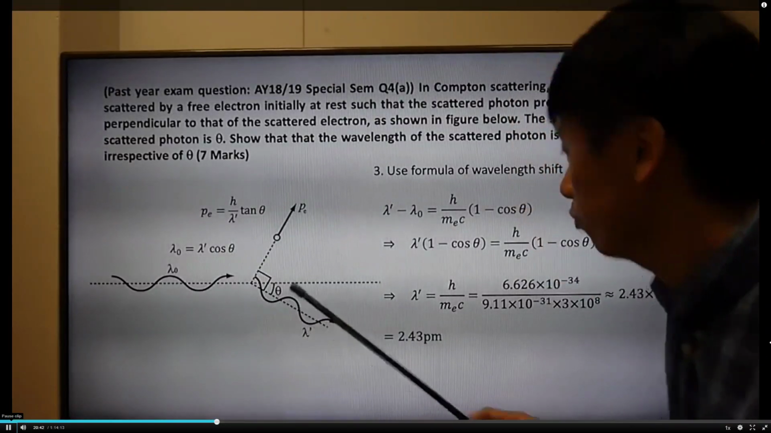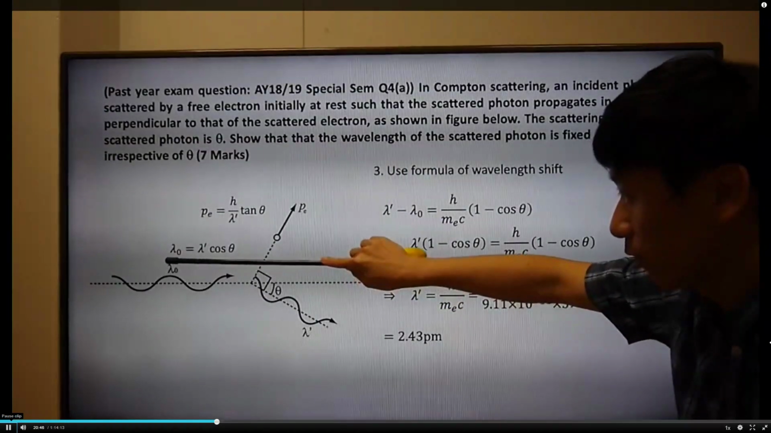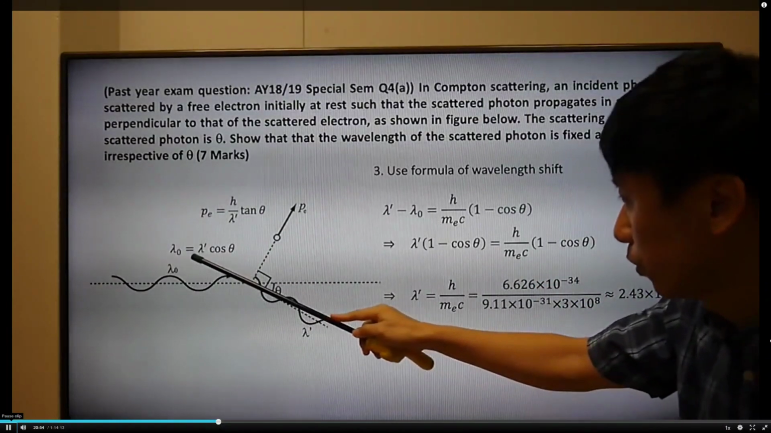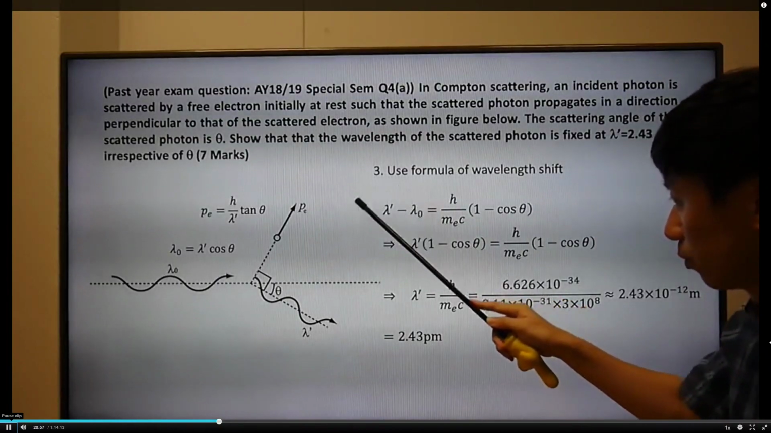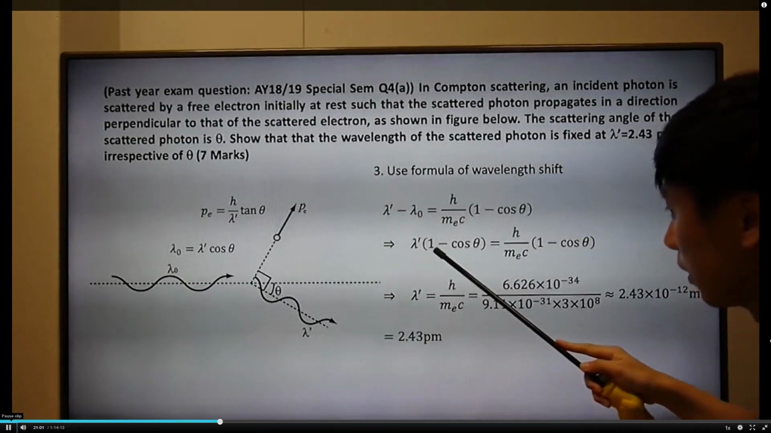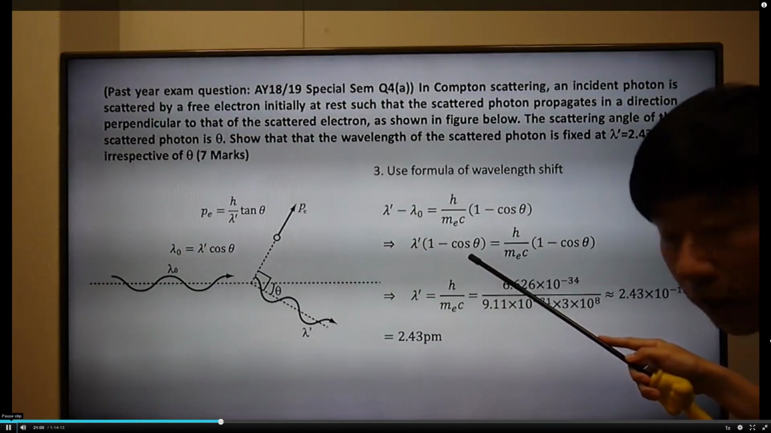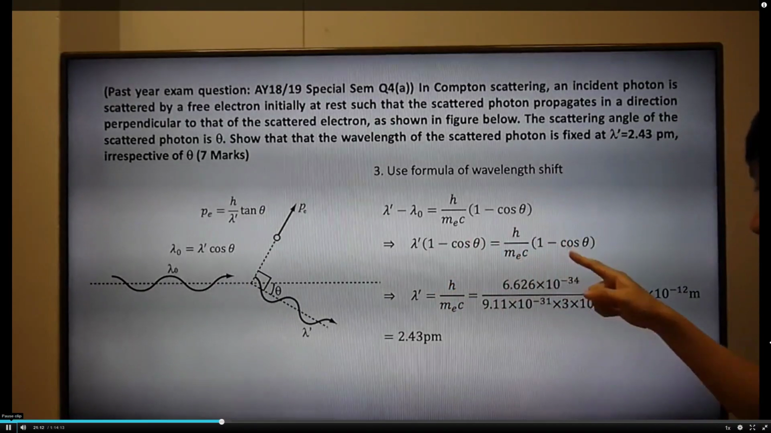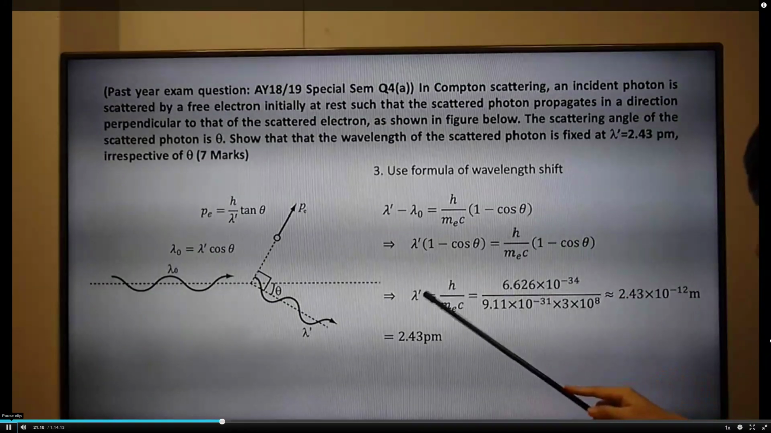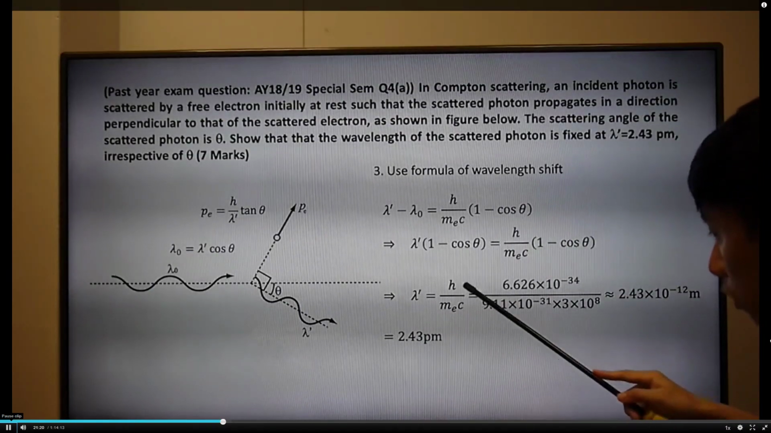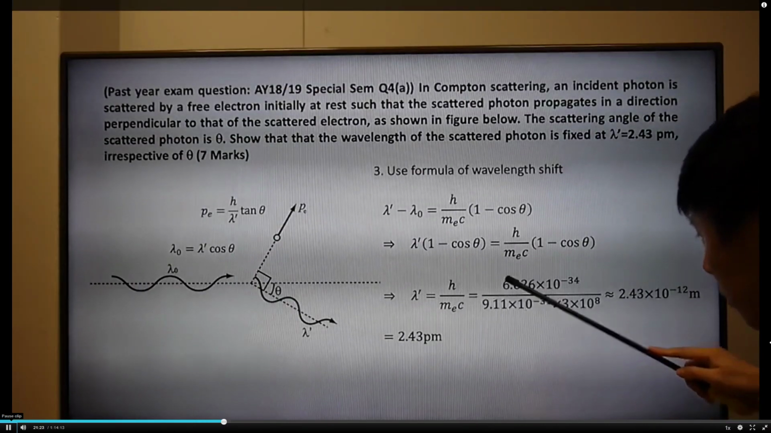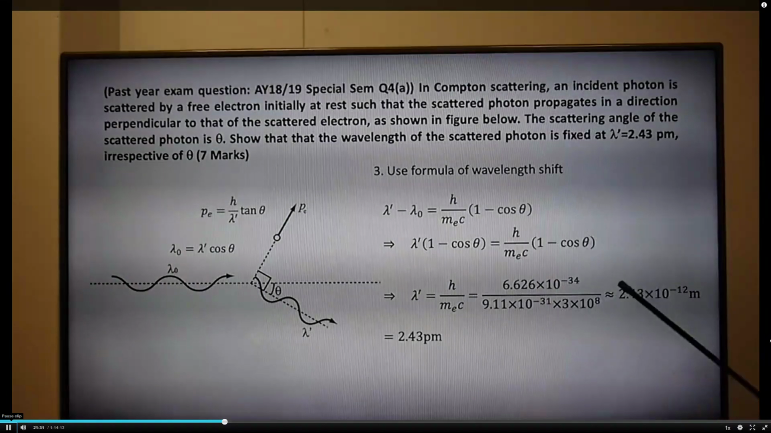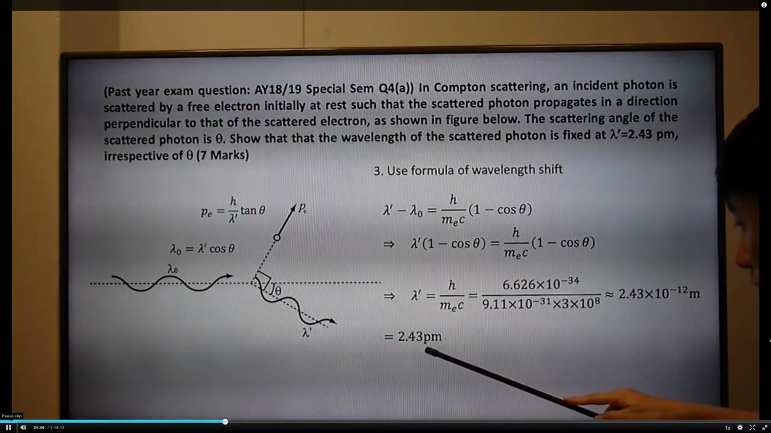Then this lambda 0, we already defined right here. Lambda 0 equals lambda prime cosine theta. So if you apply this to here, the left hand side is lambda prime times 1 minus cosine theta equals this term we keep here. Then you can notice that 1 minus cosine theta is cancelled out. So lambda prime is the Compton constant h over mc. So if you apply the constant, then you can calculate lambda prime. So the answer is 2.43 picometer.